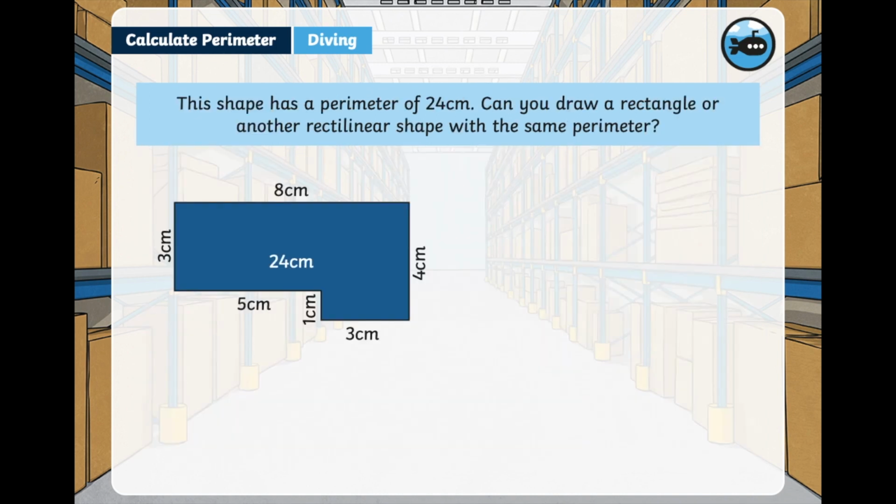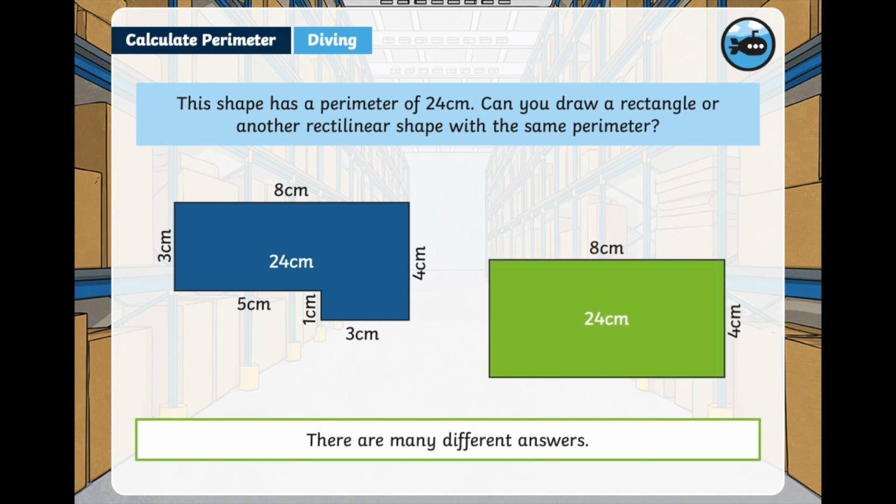This shape has a perimeter of 24 centimetres. Can you draw a rectangle or another rectilinear shape with the same perimeter? So pause the video now and have a go at doing that. How did you get on? So there are many different answers. You could have had 8 centimetres on one side and 4 centimetres on another side, but as long as your perimeter was 24 centimetres, then you got it correct.